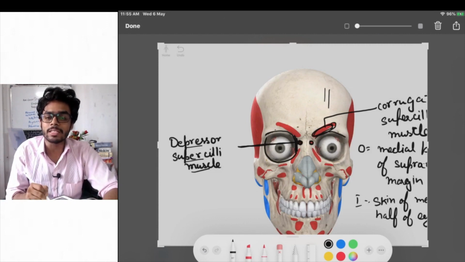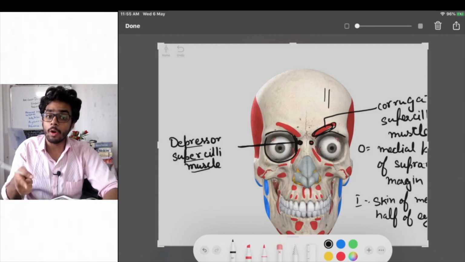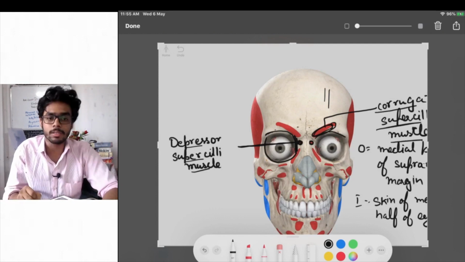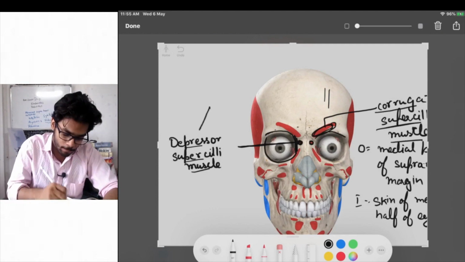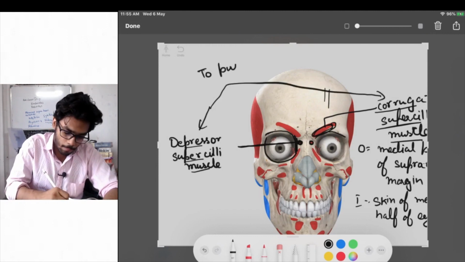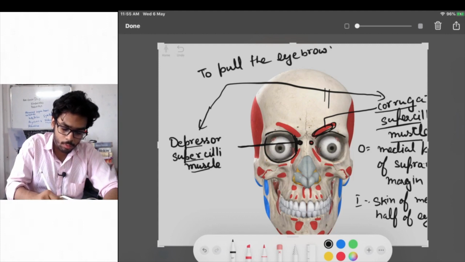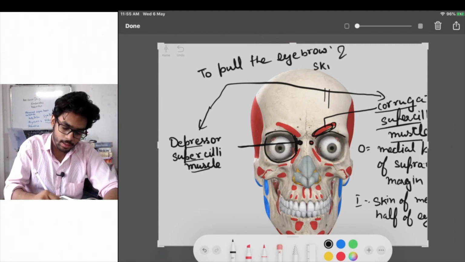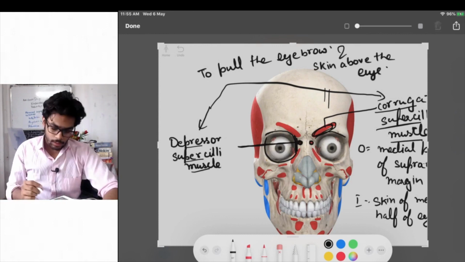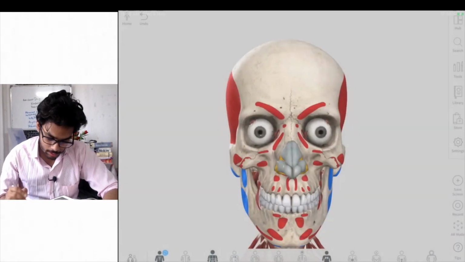into the skin and subcutaneous tissue under the eyebrow. So the function of this will be the same as that of the corrugator supercilii muscle. What? To pull the eyebrow. The function of both these muscles is to pull the eyebrow and the skin above the eye. Am I clear? So these were some of the muscles.